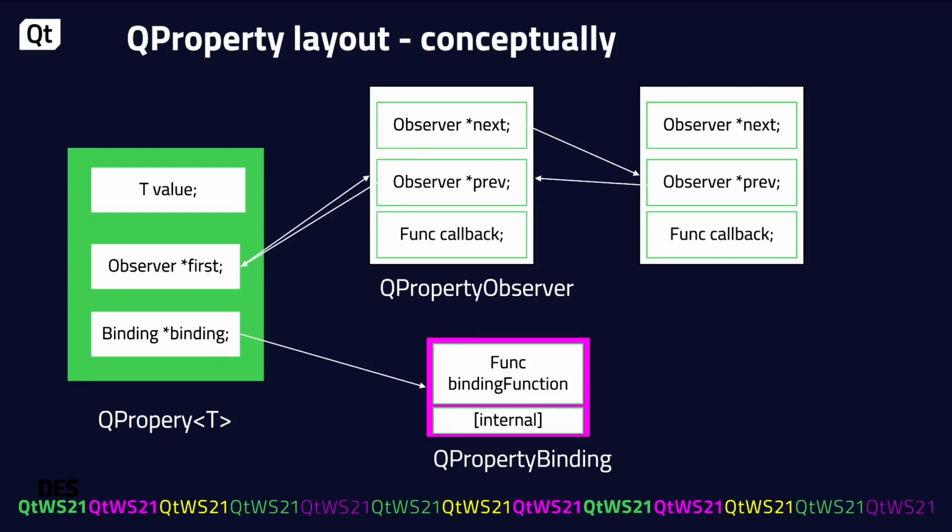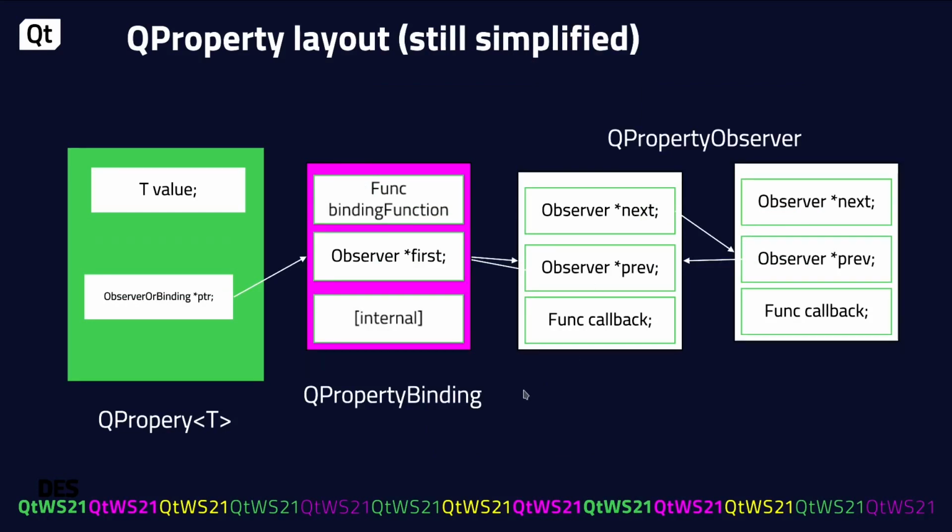The binding also consists of a function which computes the new value of the property. Now I mentioned that this is only a conceptual memory layout and it's not the actual layout. Why is that the case? Well, because with this memory scheme we end up with an overhead of at least 2 pointers. However, that's a bit much and we can do better. So what do we do in practice?